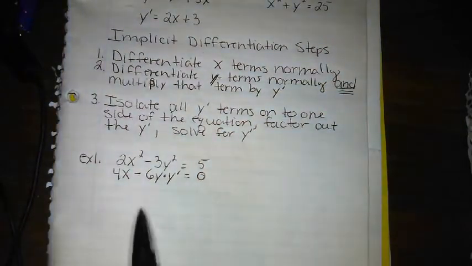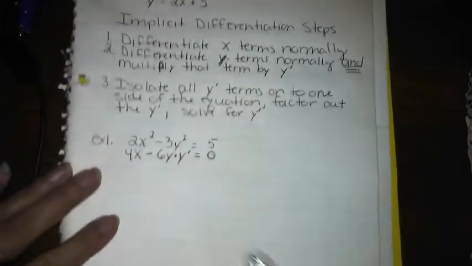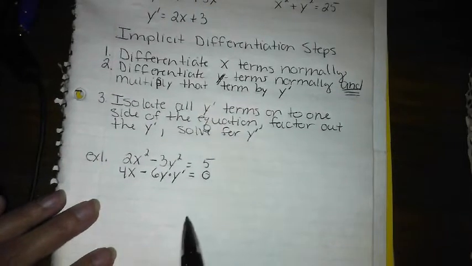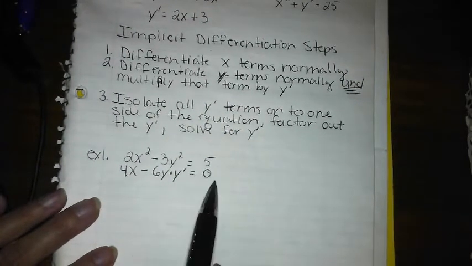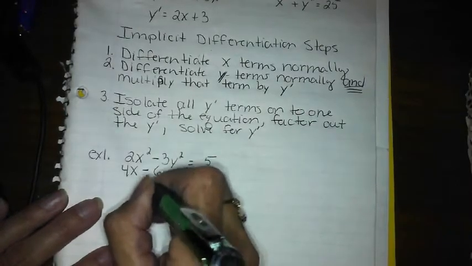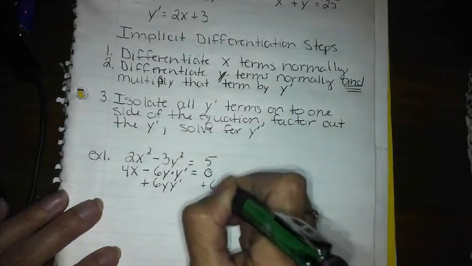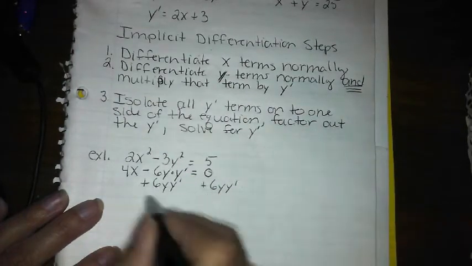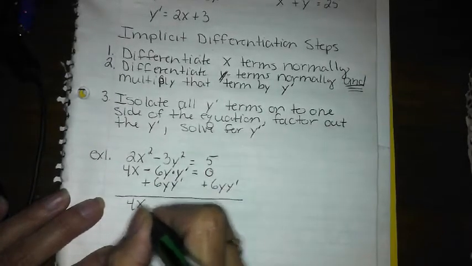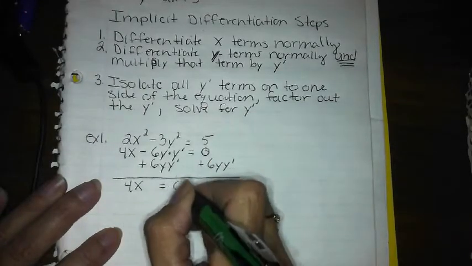So now we got to get it to y prime equals. When we do the derivative, we want y prime equals. So that's the part where we're at. The third step was to isolate all y prime terms on one side. I'm just going to add this term over to the other side with the 0. That'll get the y prime term over there. So we will add 6y y prime to both sides of the equation. That will leave us with 4x equals 0 plus 6y y prime.